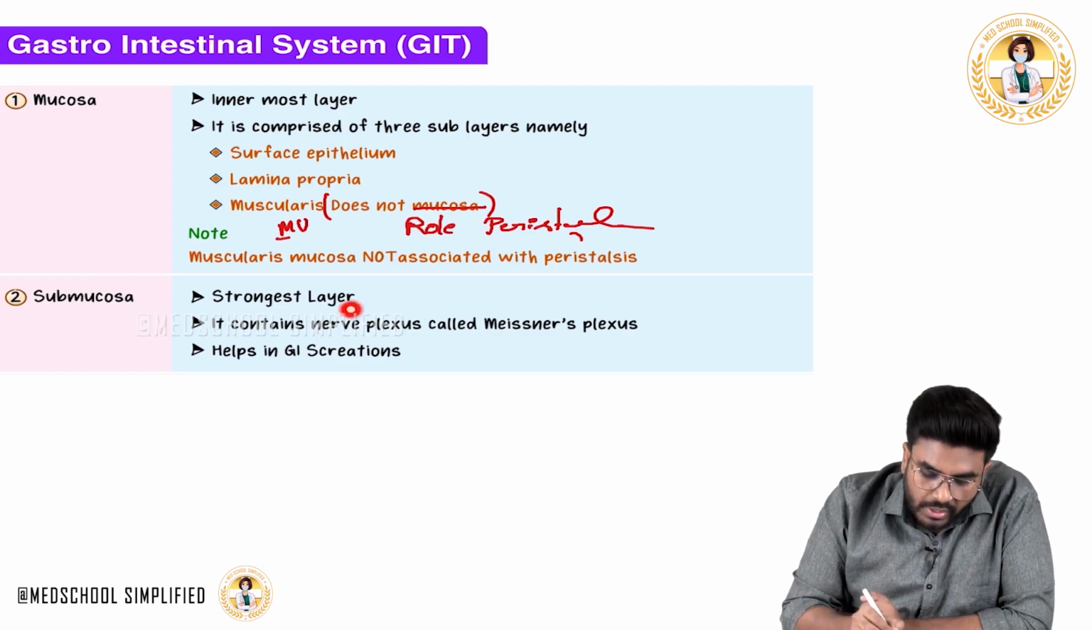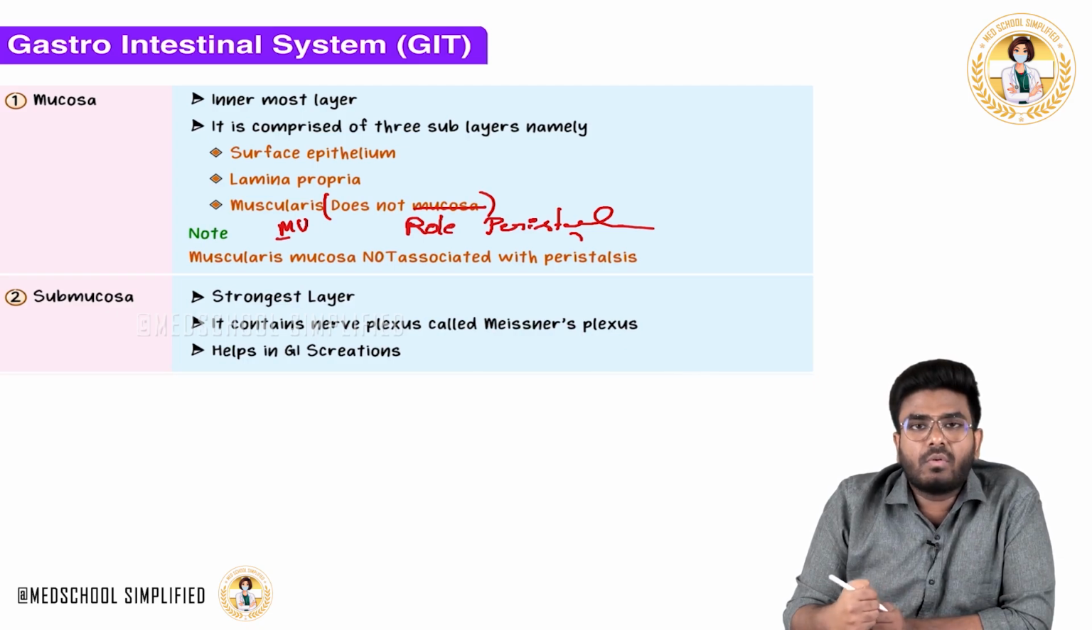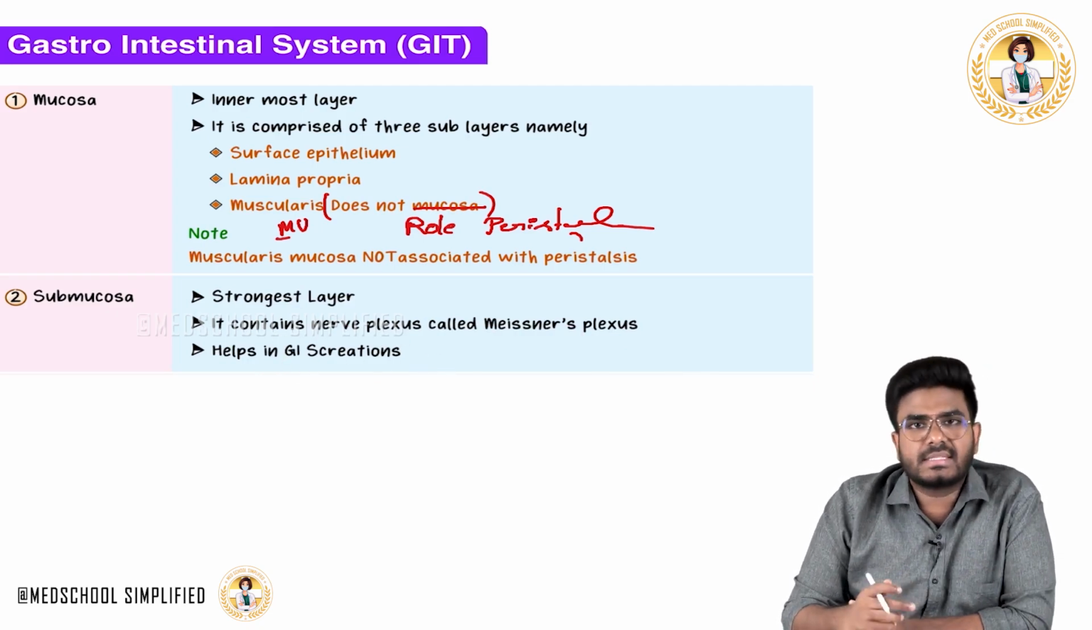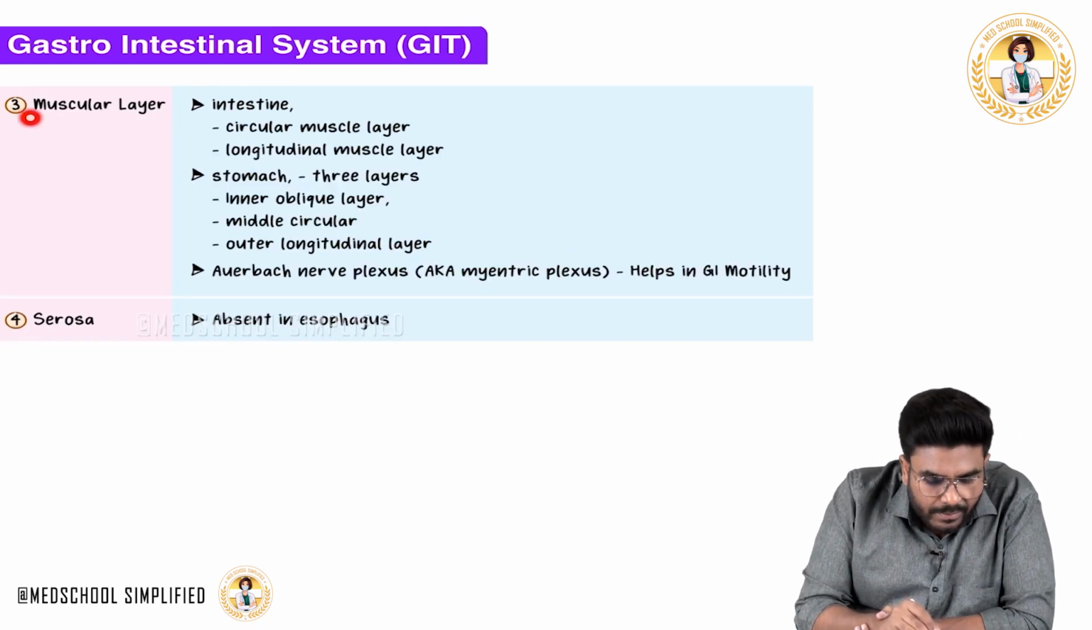So submucosa is the strongest layer. It contains a nerve plexus called the submucosal plexus. And what is the importance of this submucosal plexus? The submucosal plexus is going to help in GIT secretions. Now after this, the muscularis layer.